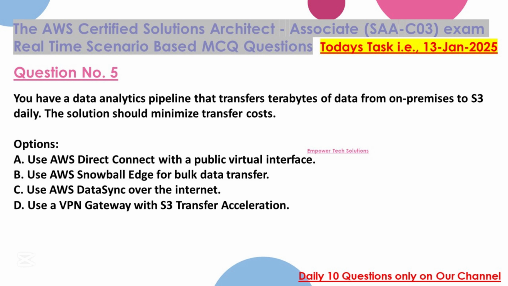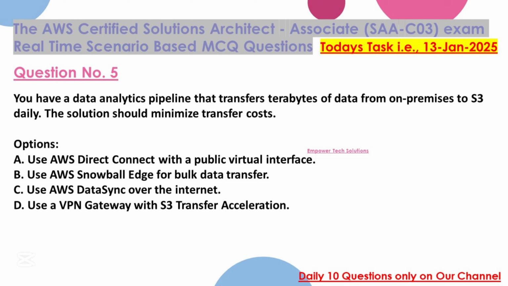You have a data analytics pipeline that transfers terabytes of data from on-premises to S3 daily. The solution should minimize transfer costs. Options: A. Use AWS Direct Connect with a public virtual interface. B. Use AWS Snowball Edge for bulk data transfer.